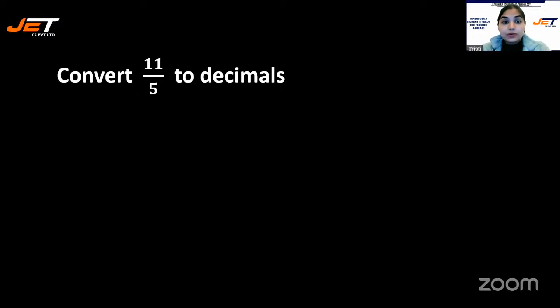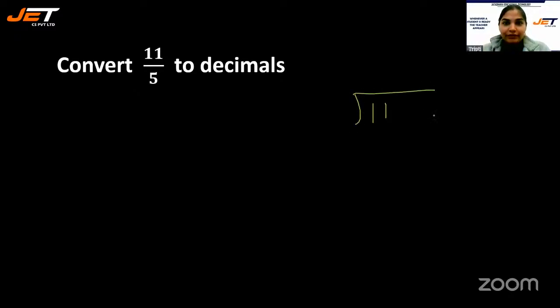Okay, so let's do it. You have to divide. It's simple. 11 divided by 5. So 5 times 2 is 10, right? We do not need the answer as a remainder in whole numbers. We just want the quotient to be in decimal.